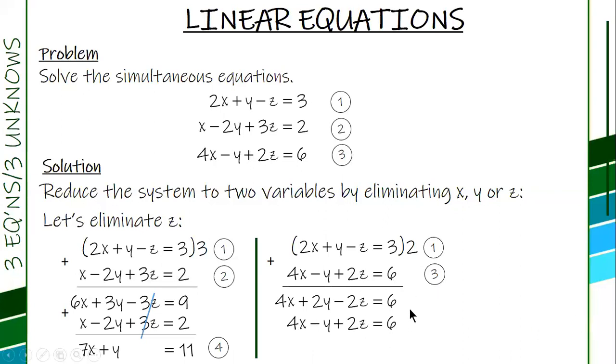And then copy equation 3. Since the z terms have opposite signs, add them. 4 plus 4 is 8, 2 plus negative 1 is 1, equal to 6. And this will be equation 5. Now combine equations 4 and 5.